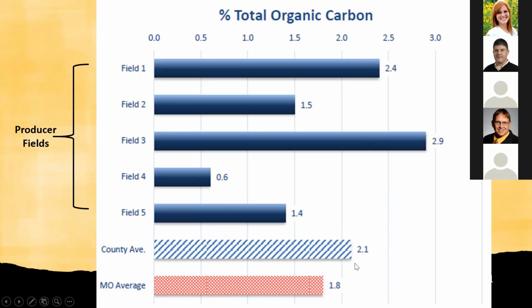And so we have field 1 and 3 that are above the county averages and the Missouri averages. We have field 2 and 5. They may need a little bit of work. Those results may be dependent upon whichever crop they had at that time. But the red flag right here is field 4. And we can see it's well below half of the county average, maybe a third of the county average. And we also see a third of the Missouri average here as well. And so field 4 is a shining star of something that this producer really needs to be paying attention to and start thinking about the aspects of how we can build the total organic carbon in that field.